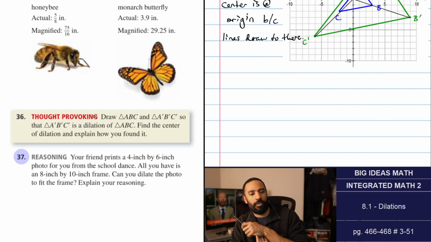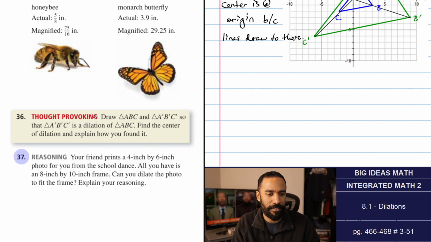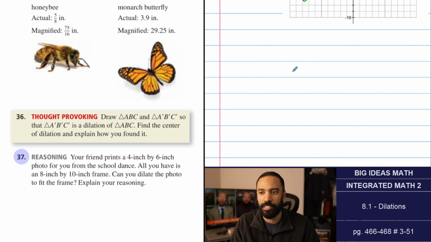Reasoning: your friend prints a 4" by 6" photo for you from the school dance. All you have is an 8" by 10" frame. Can you dilate the photo to fit the frame? Explain your reasoning. I mean, not to fit this frame. So here's the problem with this.